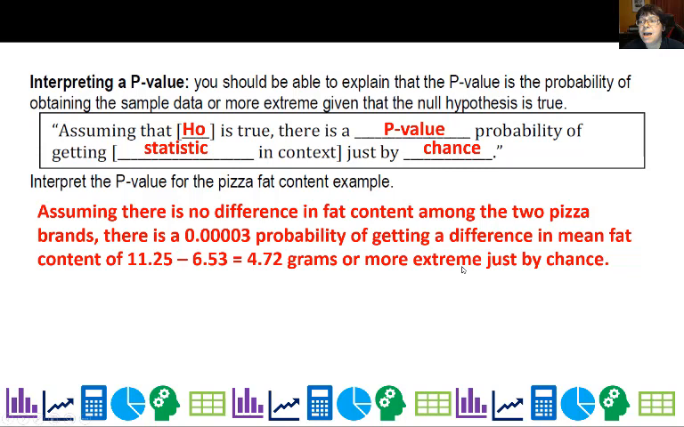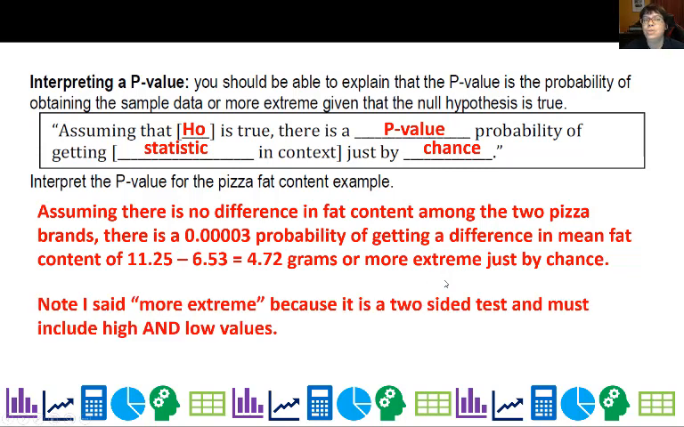Now, I didn't really say higher. Why did I not say higher? Because this is a two-sided test, right? And I need to say higher or lower. But if I say lower, it's kind of weird here. So I say more extreme, okay? Meaning further from 0.